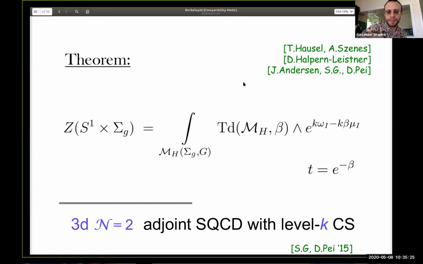Other questions? Yeah, I have a question. Do you expect an analog of this last formula where, instead of Chern-Simons theory with complex gauge group, you have perhaps Chern-Simons theory with split real gauge group rather than the real compact form of the gauge group?